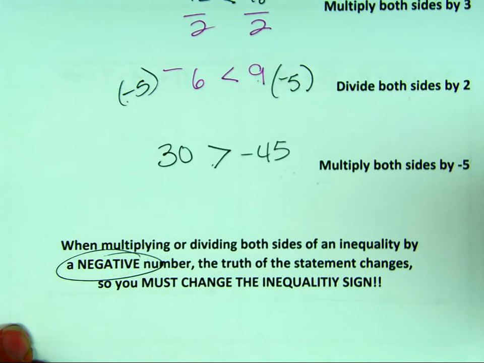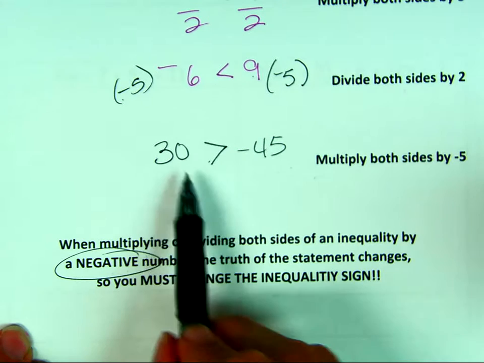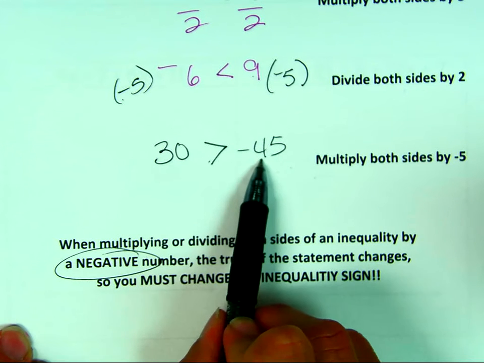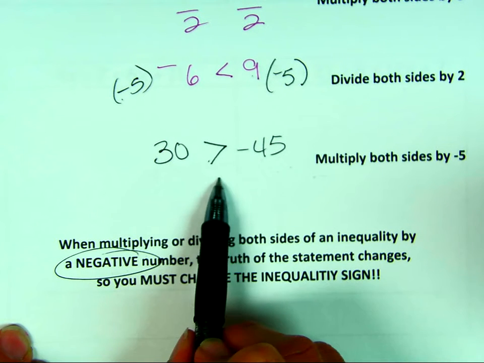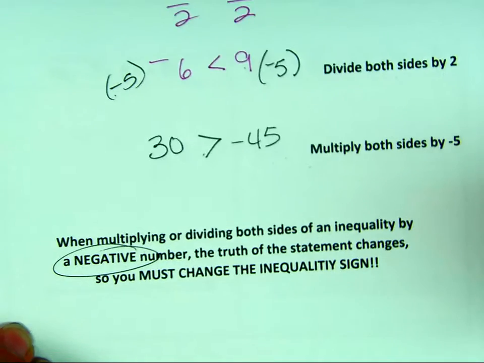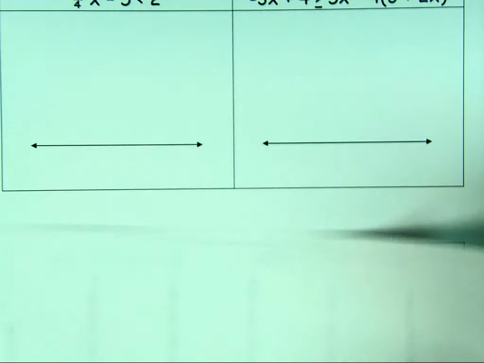It might not look any different for x because you can't tell. That's why I did this with numbers. We know that 30 is bigger than negative 45. If it was 3x is greater than 7, we might not know that. So let's try to solve and graph some of these.